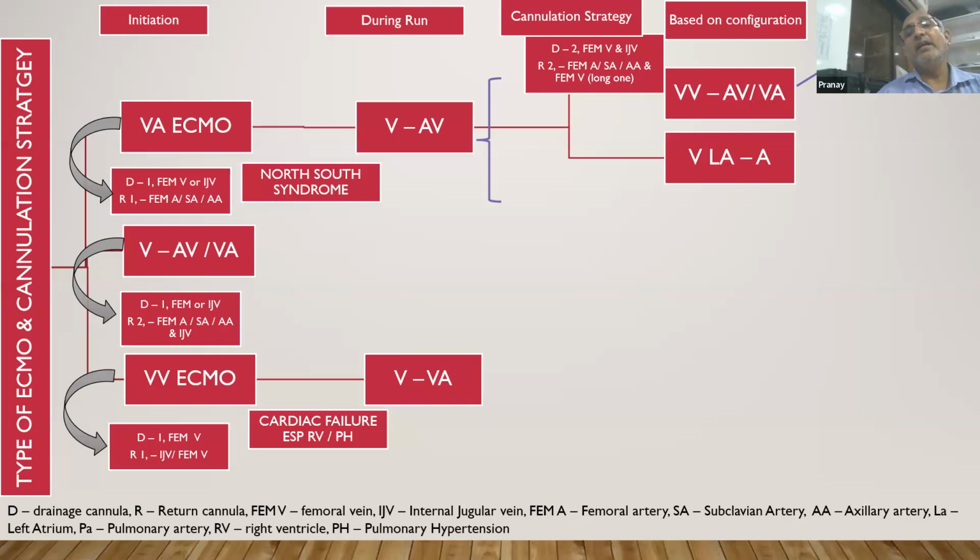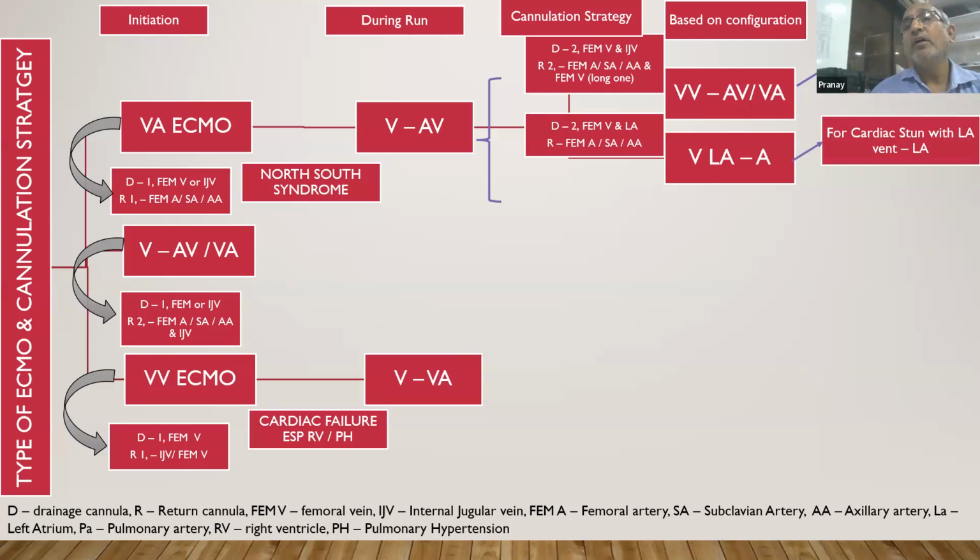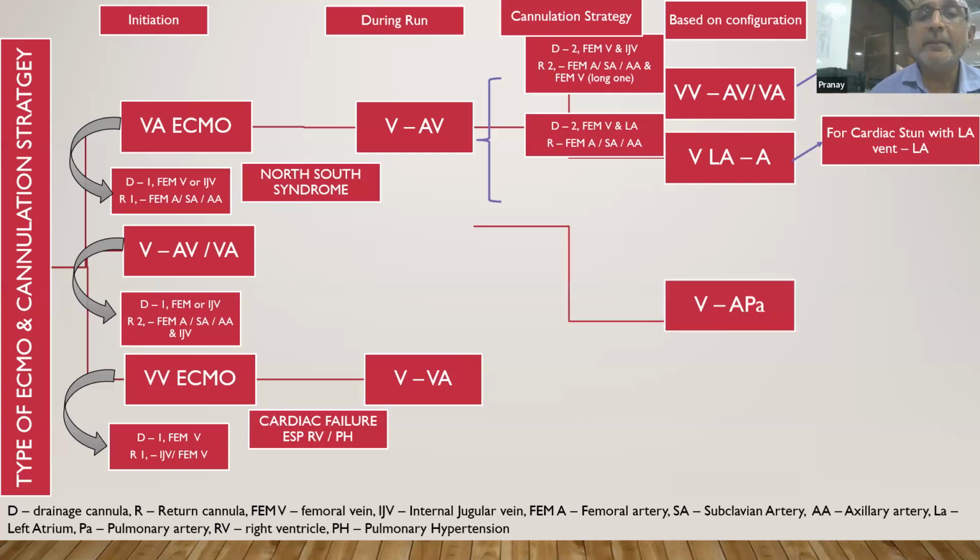Or it can be VLA. So what is required? The two drainage cannulas are there. One is draining from the femoral vein, and one is draining from the left atrium. You require this when there is cardiac stunning and you want to put in an LA vent.